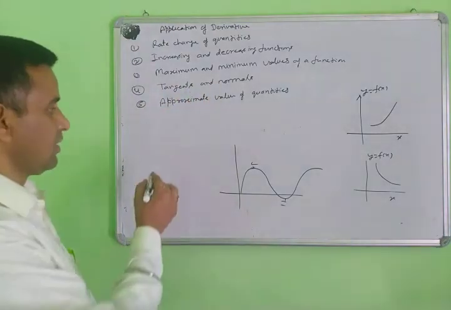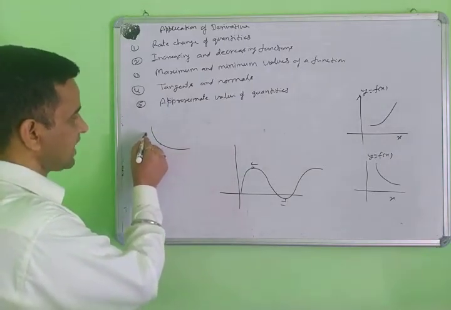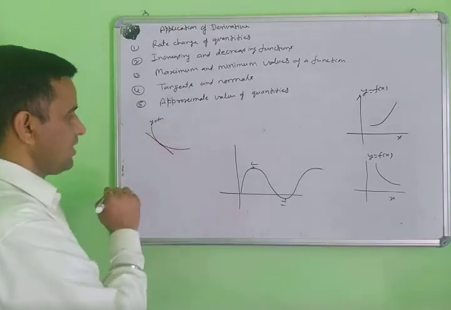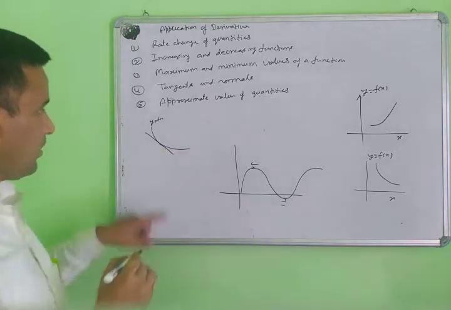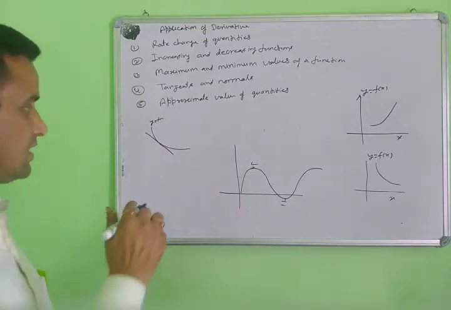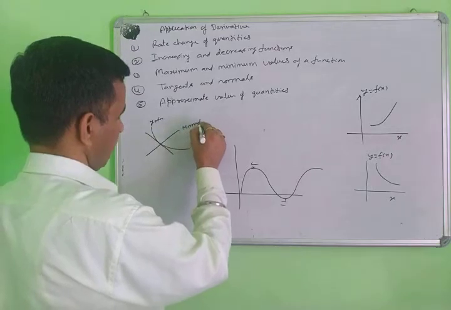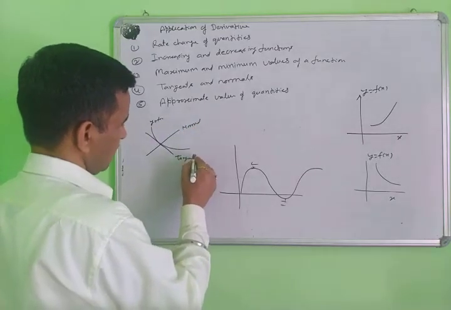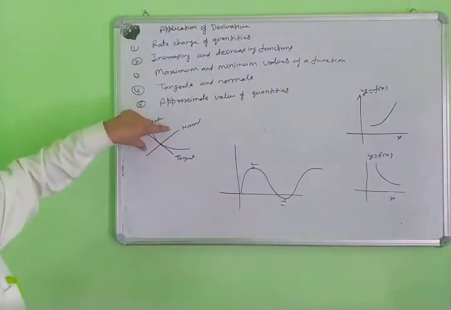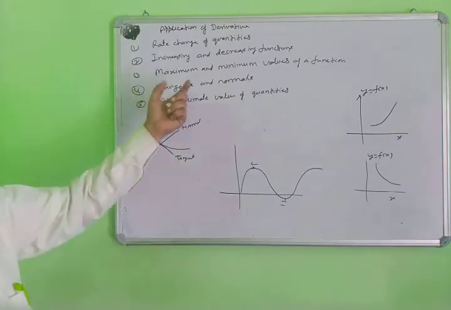Next topic, tangent and normal. Suppose this is the curve y = f(x), and at this point you are finding the tangent. This is the tangent of this curve. What is the equation of this tangent? What is the slope of this tangent? Same things for the normal. This is called the normal and this is called the tangent. We will study the same with tangent and normal.